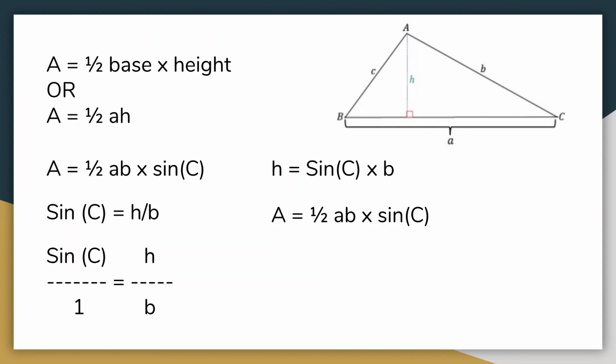We could have done the same thing with angle B instead of angle C. We could have done the same thing with angle A, and we would have gotten the same result, just with different letters mixed and matched in there. So area equals 1/2 AB times sine of C, and area equals 1/2 base times height, both of those are perfectly valid. Both of them have different uses depending on what we are given.